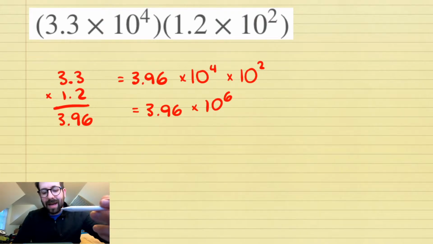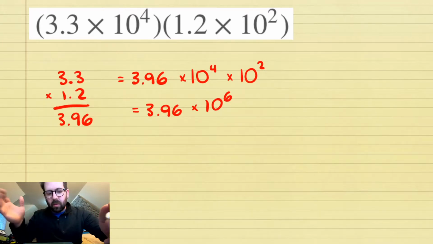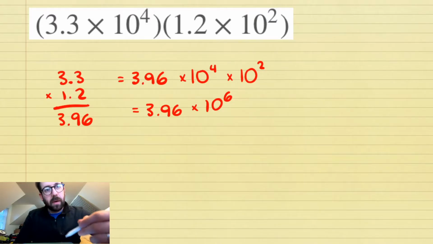Now, why does this make sense? Times 10 to the 6th is a really big number, right? We move the decimal back 6 spots, so this would be maybe the millions or whatnot. And so the idea is that this number is big. Well, it makes sense because you're multiplying 2 really big numbers together, right? You're taking 3.3 times 10 to the 4th, which is 33,000 if you move the decimal back 4 spots. And you're taking that times, if I move the decimal back 2 spots, 120. So if you multiply those together, yeah, it makes sense that we're in the millions range. So this number, 3.96, makes sense to me.